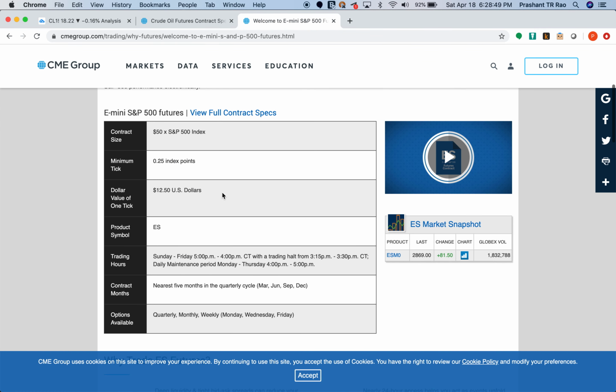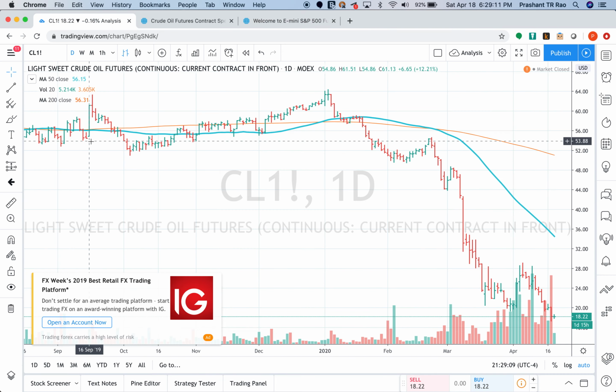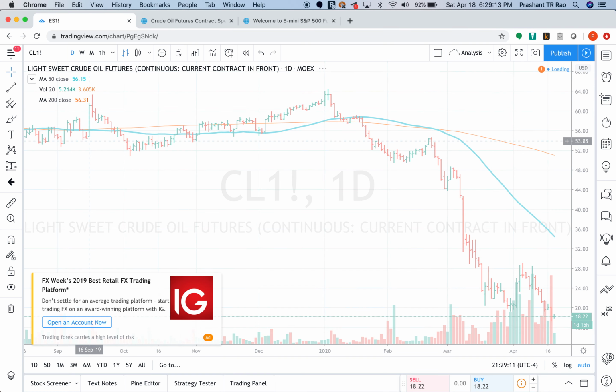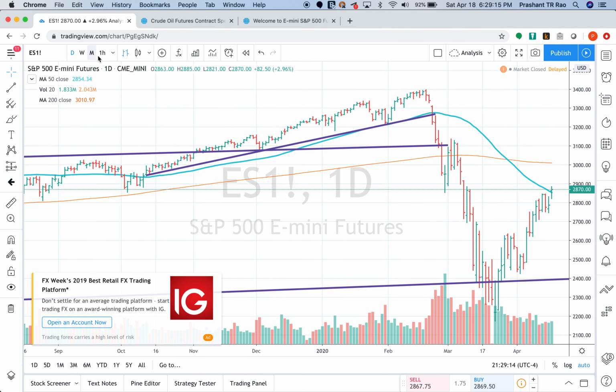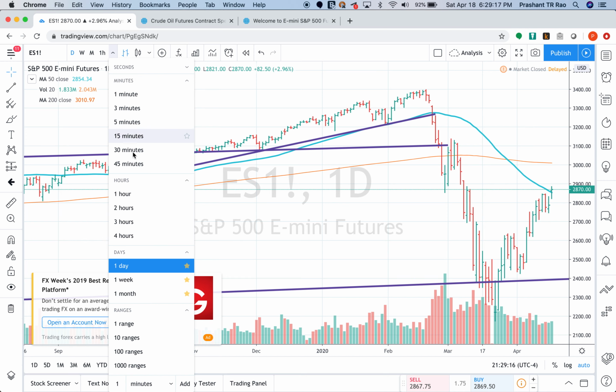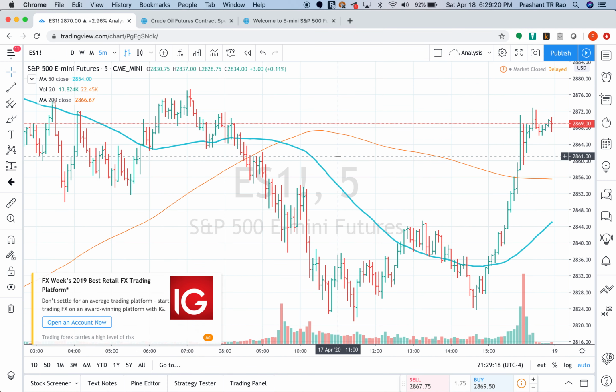So if we look at the contract specs, it's 50 times the S&P index. So for every point of move in the S&P, you make or lose $50. And the minimum tick in this case is 0.25. So let's go into the chart and see what this means. Let's go into a 5-minute chart just so things are easier.